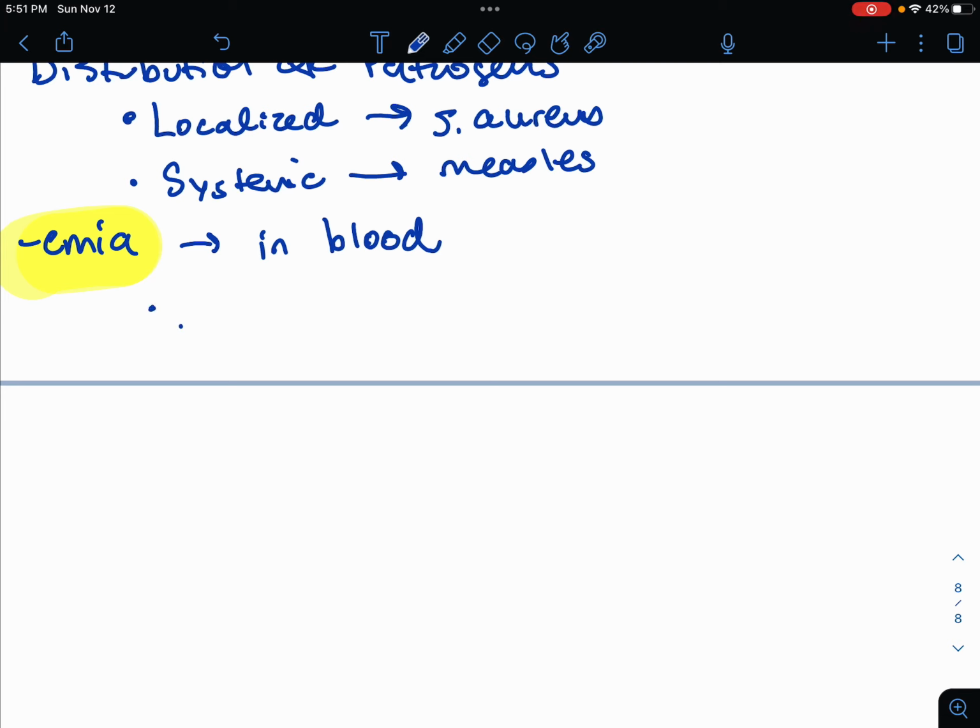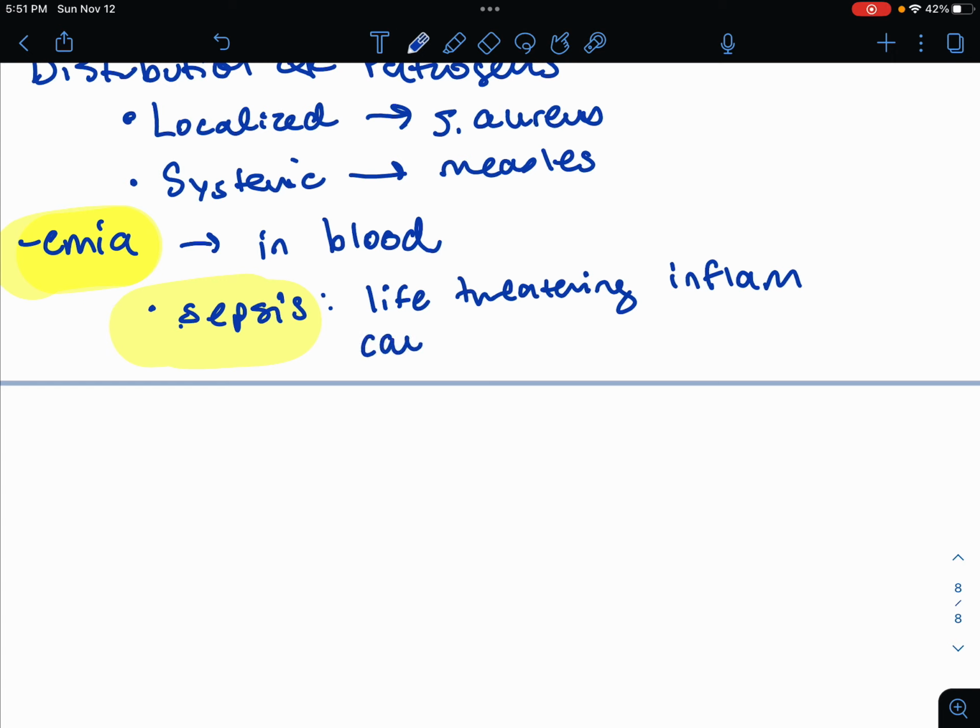This one is very important. Sepsis is when the life-threatening inflammation, I'm going to have to actually highlight this one, caused by infectious agents, is in the bloodstream. So when that inflammation moves into the bloodstream, that's when we're going to refer to it as sepsis.